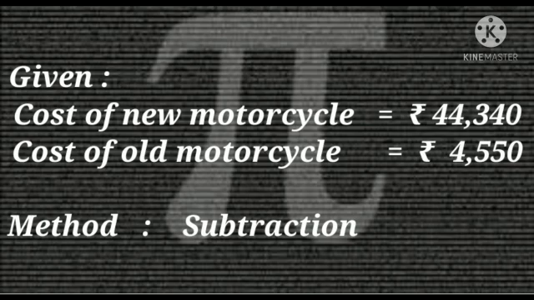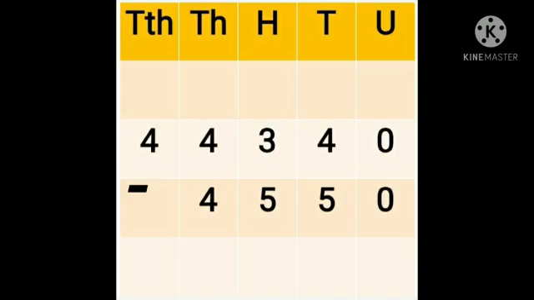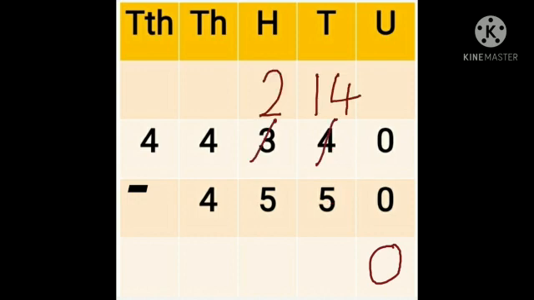Now the numbers we will arrange according to the place value. Starting from the units, 0 minus 0, we get 0. 4 minus 5, we can't subtract. So tens will borrow from 100 place. After borrowing 100, we get 14 in tens place and 2 will remain in 100 place. Now 14 minus 5, we get 9. 2 minus 5, we can't subtract.